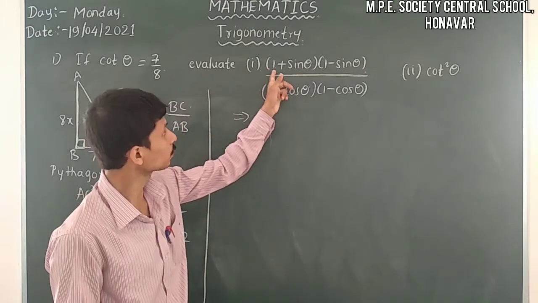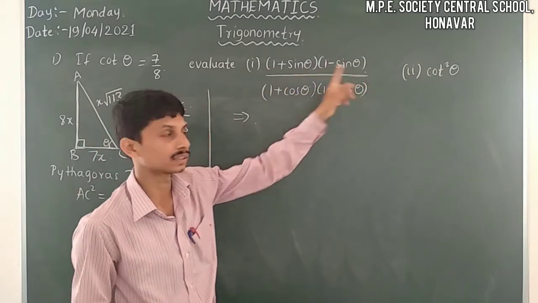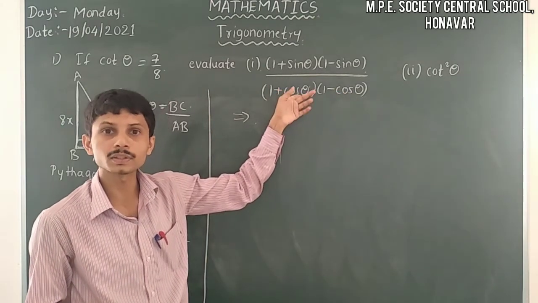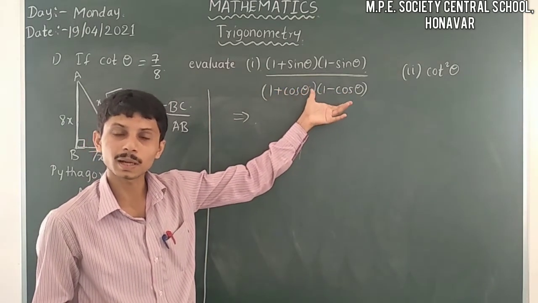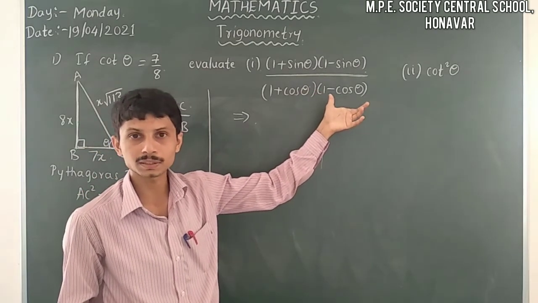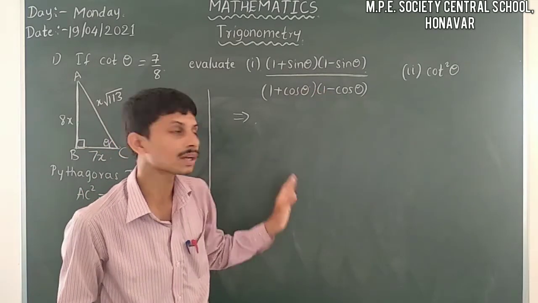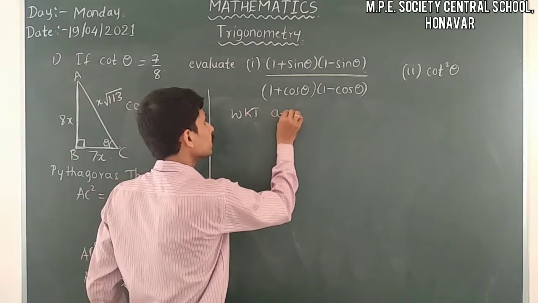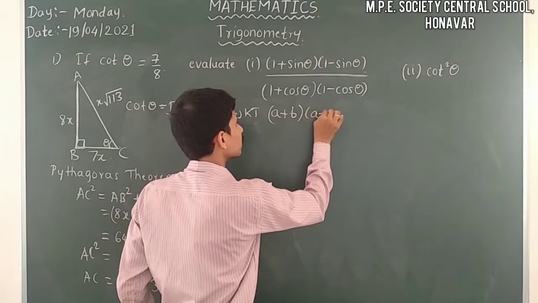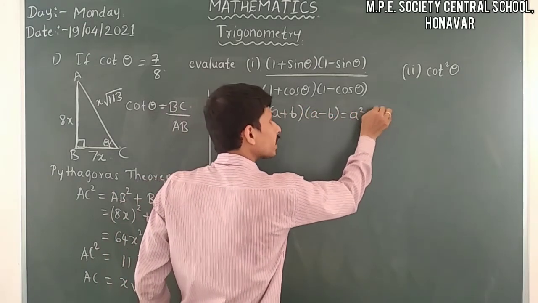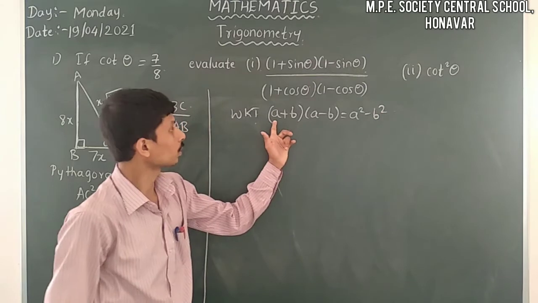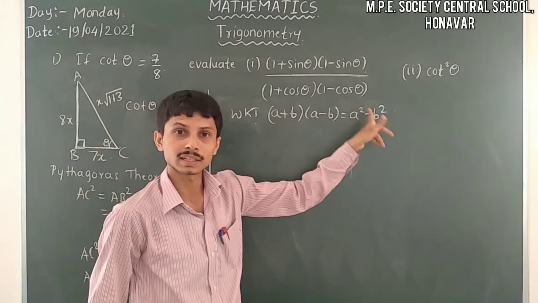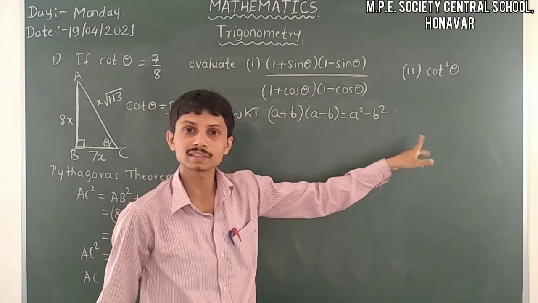Here just observe, it is 1 plus sin theta and 1 minus sin theta, and here 1 plus cos theta and 1 minus cos theta. That is in the form of a plus b into a minus b. So we can apply one of the identities: a plus b into a minus b is equal to a square minus b square. So apply that. It is 1 plus sin theta into 1 minus sin theta is equal to 1 square minus sin theta square, that is 1 minus sin square theta.